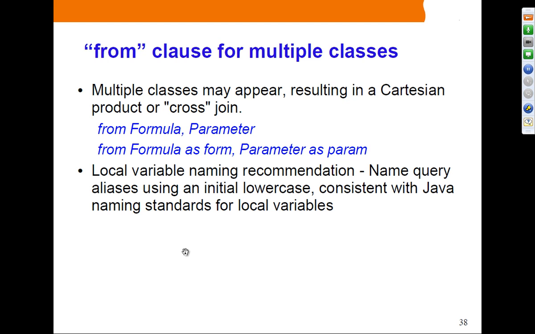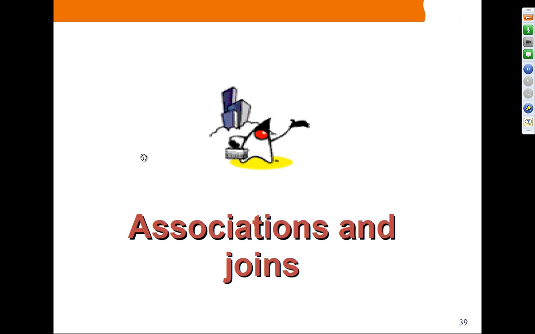The local variable naming recommendation is a convention: name query aliases using an initial lowercase. So use aliases with a lowercase, and with the Java class you want to use a capital first letter.